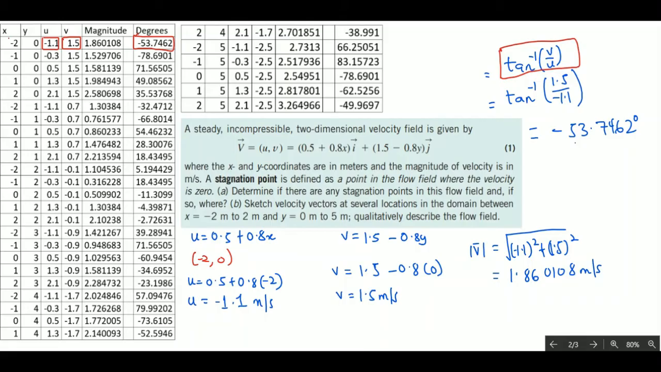After doing this, you're going to get this table that I have here. What I have here is just a continuation of the table. So this is how to get the table. After getting the table, you have to plot the flow field. Let's look at how you are going to do this.